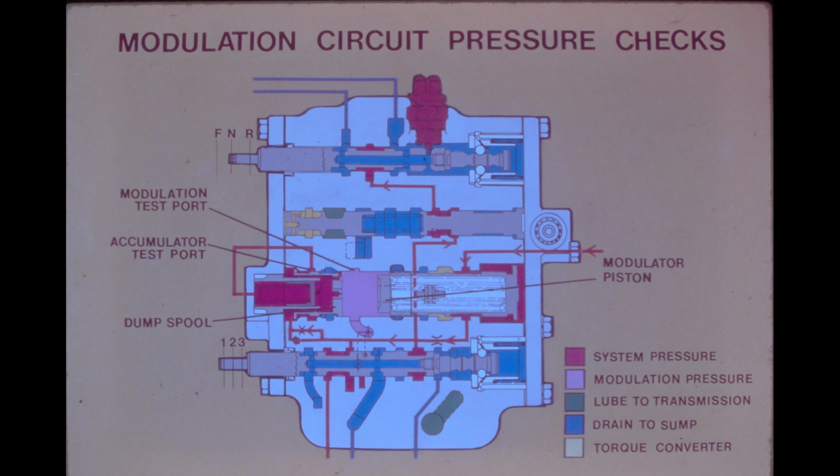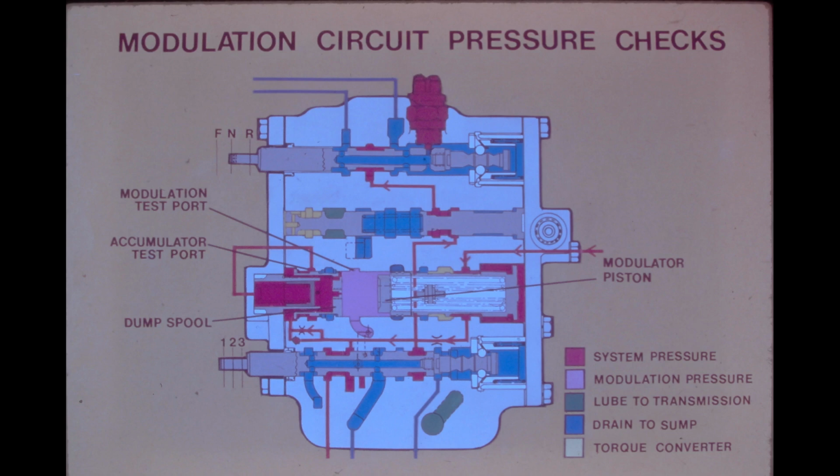Full modulation pressure should be reached in approximately 3 seconds for first speed, 2 seconds for second speed, and 1 second for third speed. If modulation takes place too rapidly, shift shock will result. Rapid modulation can be produced by an accumulator piston or a dump spool stuck in its bore. It can also be produced by a broken spring on the accumulator piston or the check valve stuck closed.